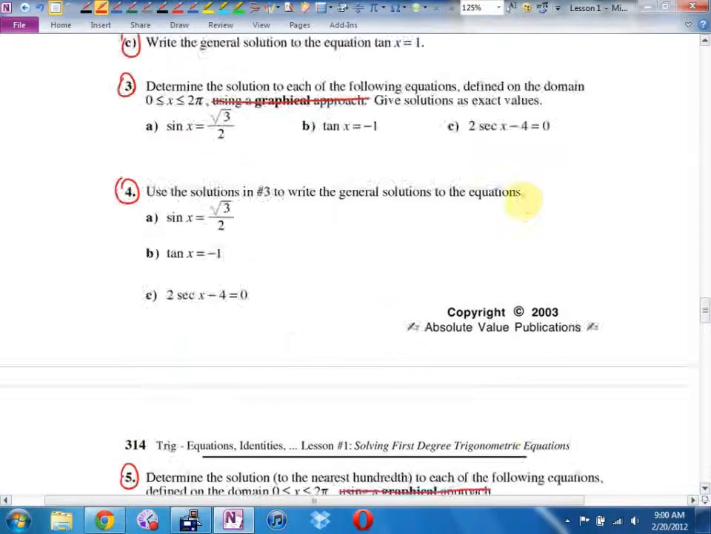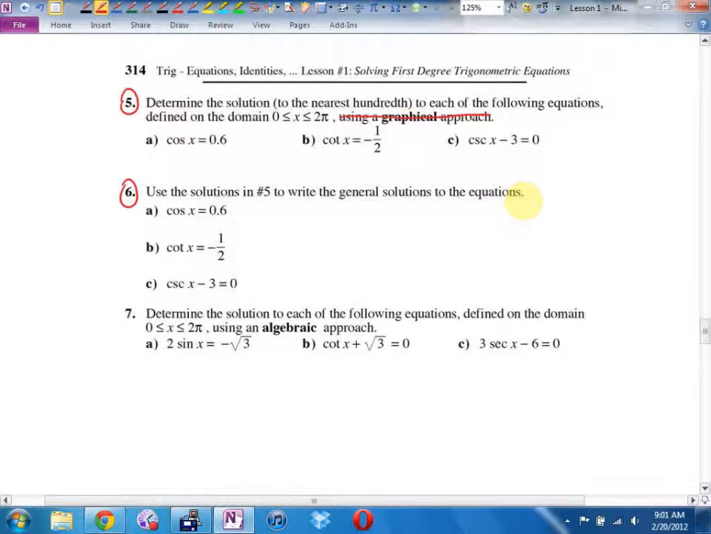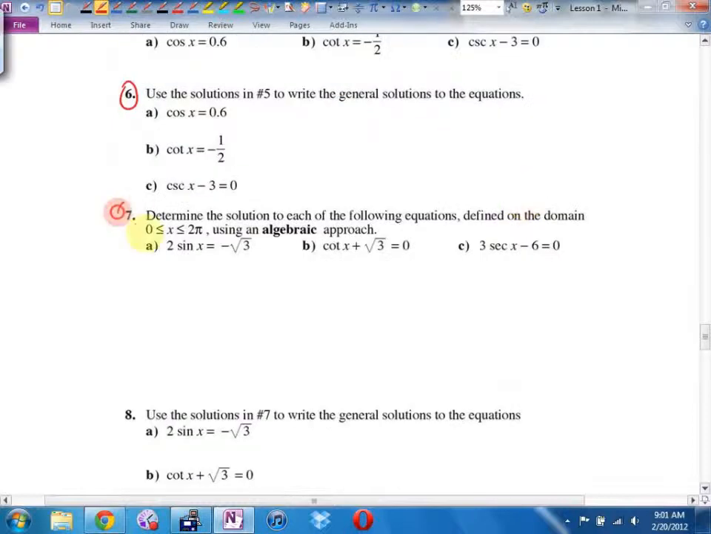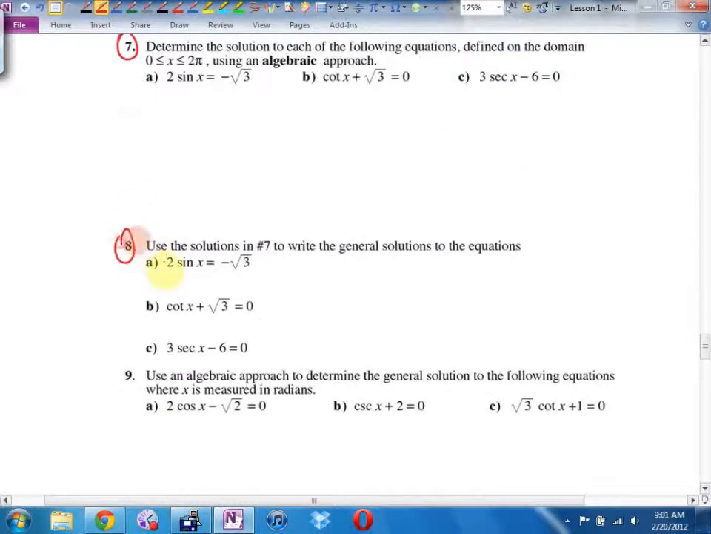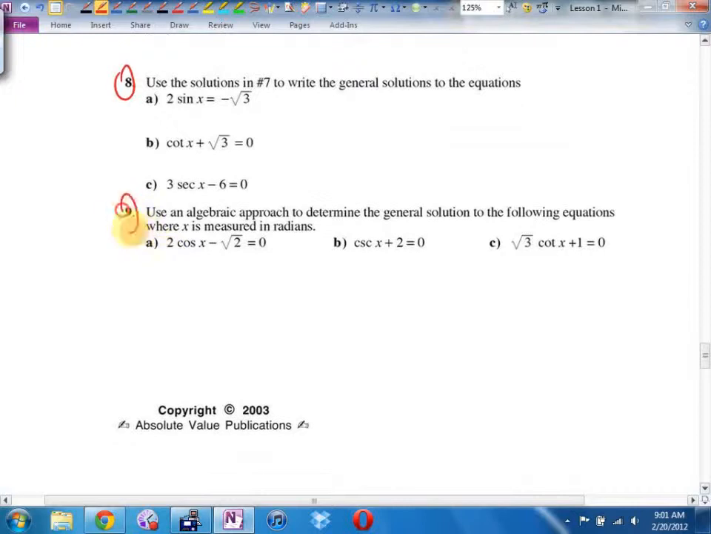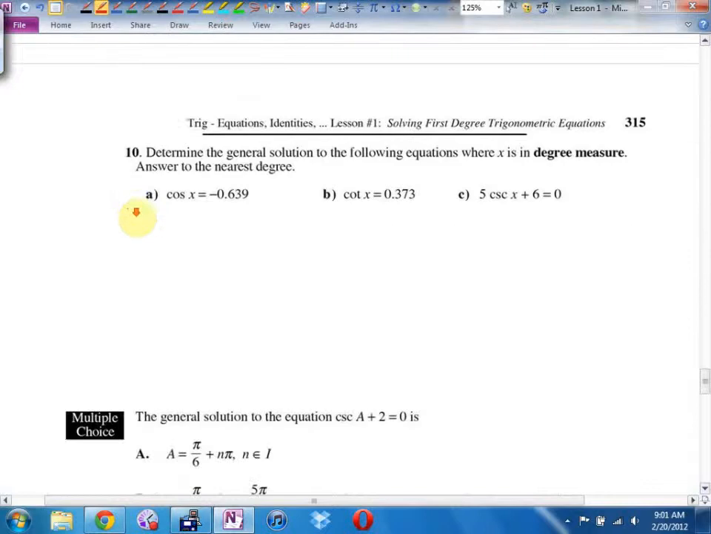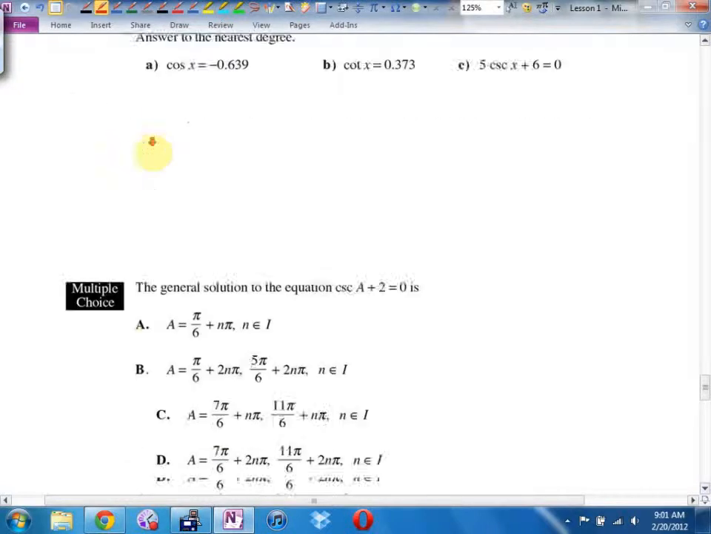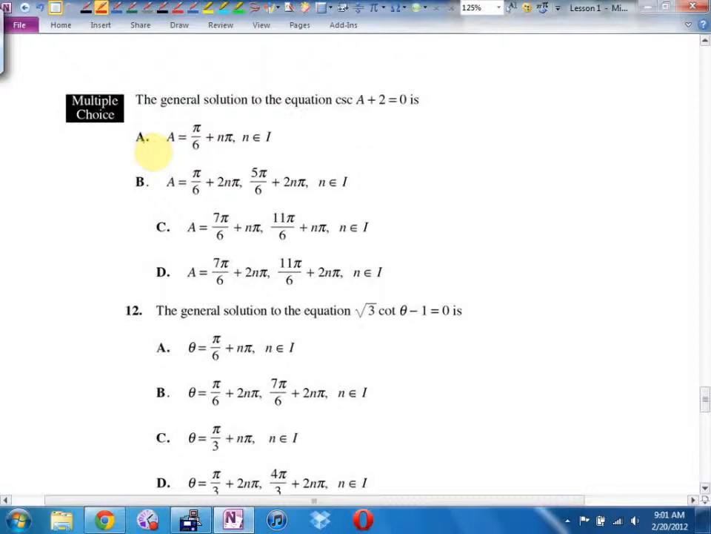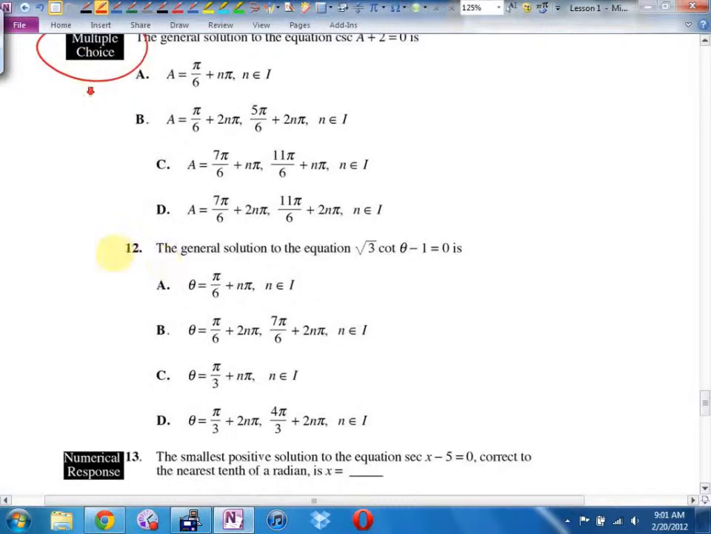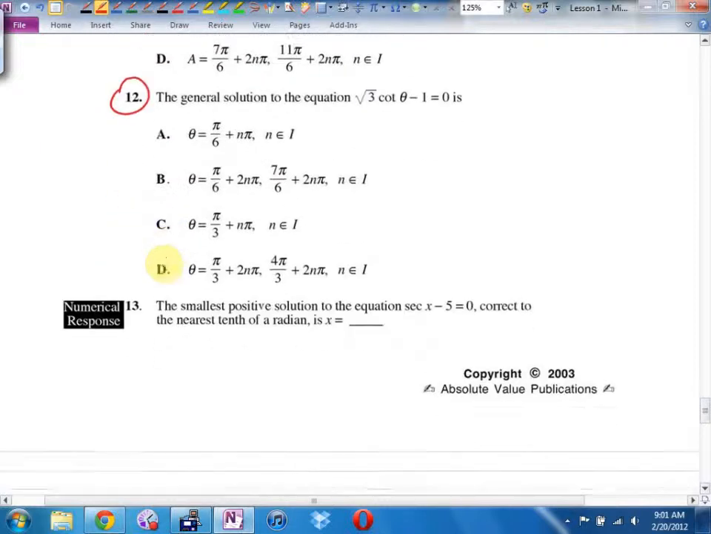You okay? Sure? Okay. 7, 8, 9. See if you can figure out 9A. 10. Lots of practice. Do you guys have a number 11? Or is yours like mine, where number 11 is actually a multiple choice question? You have number 11? So at number 11, 12.